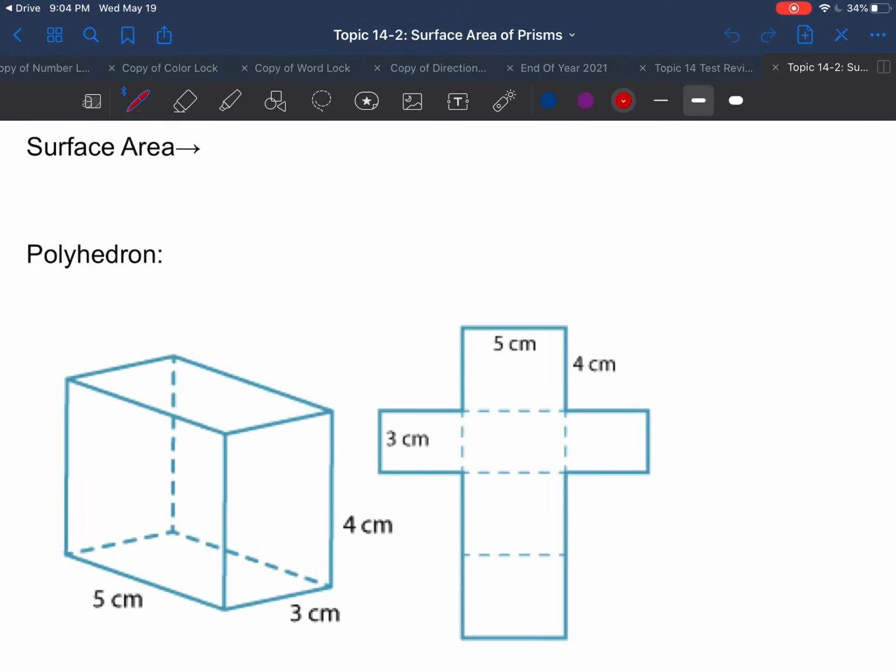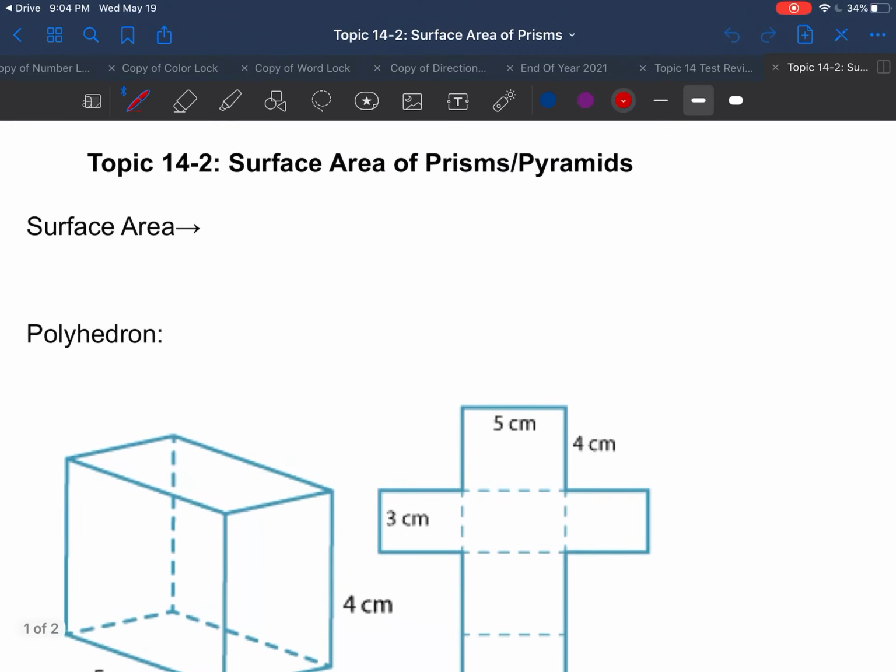Hello, sixth graders. So today we are going to be talking about surface area of prisms and pyramids. What you watched, the vocabulary yesterday, was on volume and surface area. Now we've already touched on volume before this year and also in fifth grade. But today we're going to talk more about surface area.